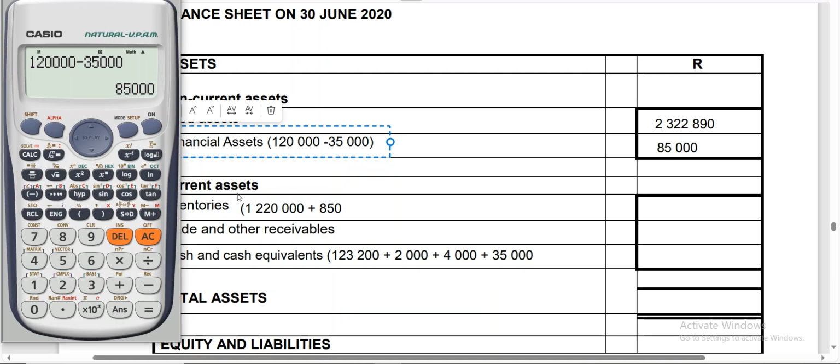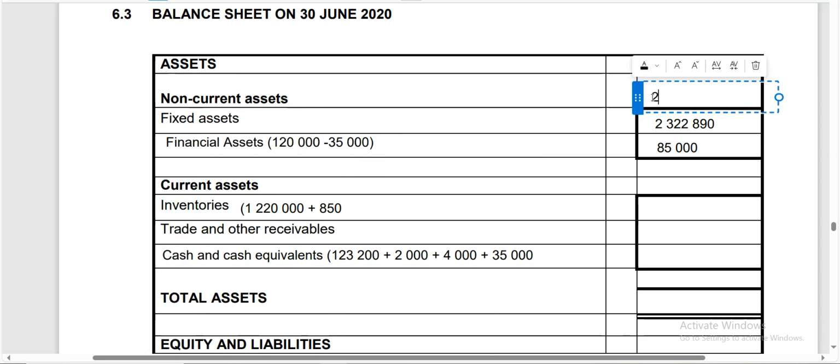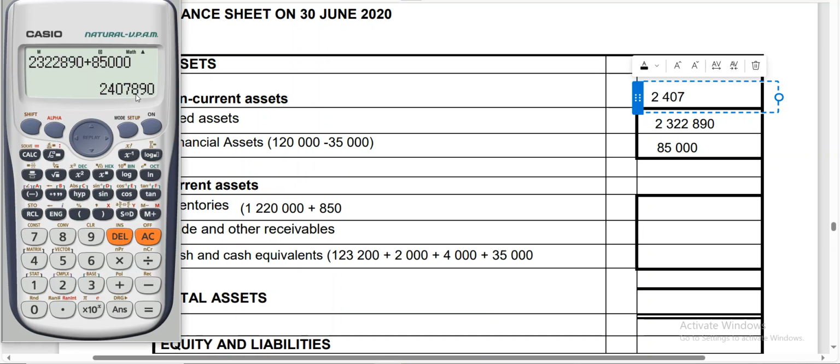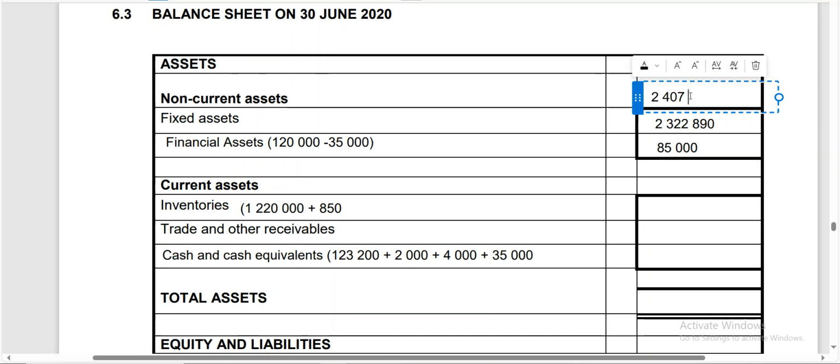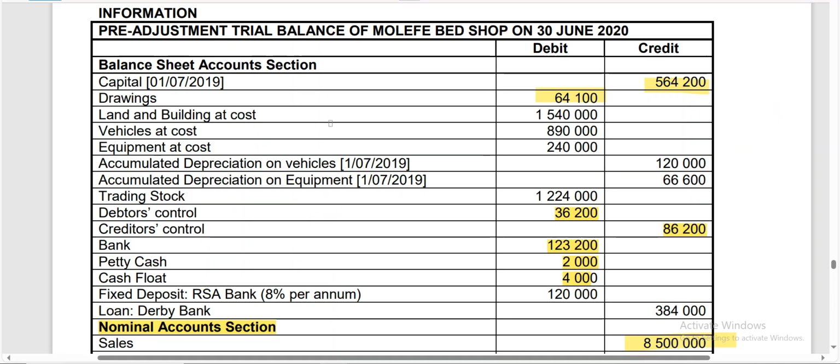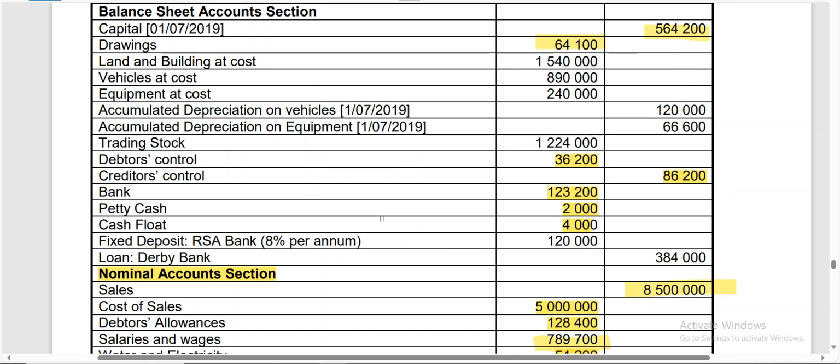So we can just edit now. 2,322,890 plus 85,000 is giving us 2,407,890. So you see, this is how, guys, you can quickly earn marks. You must make sure that you capitalize on these methods that I'm giving you. Even if you don't finish, you know you have some marks on that side also.